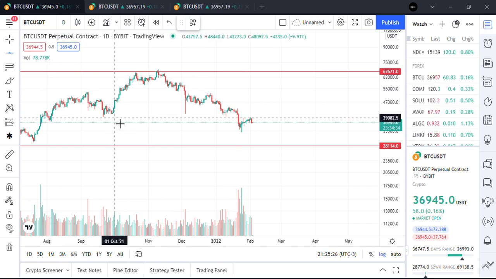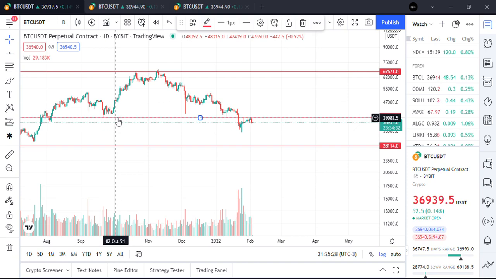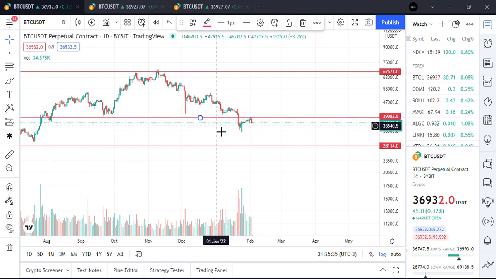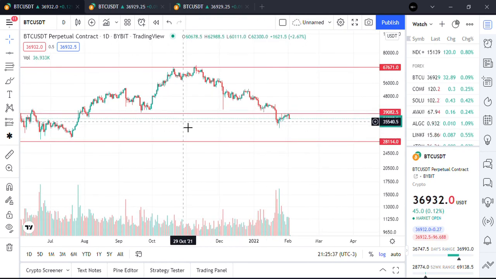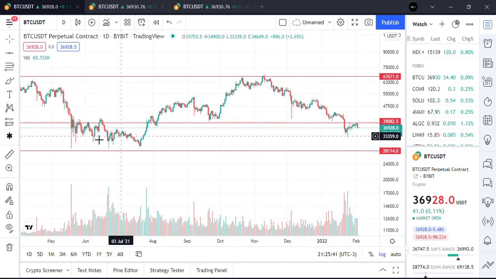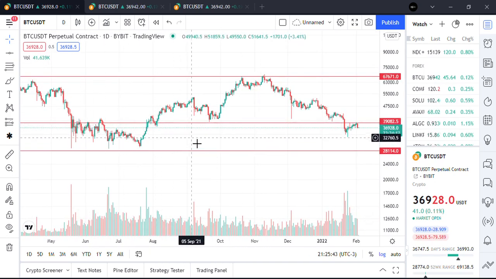Line is a support and it's also a resistance. Okay, so you can see price testing this line upwards and price touching this line and going back downwards. So this is a support. You can see price here, price is respecting this line as well.